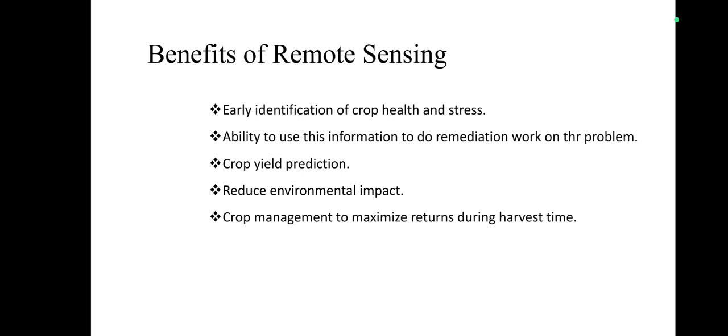So that's all about remote sensing and its steps. Thank you all.